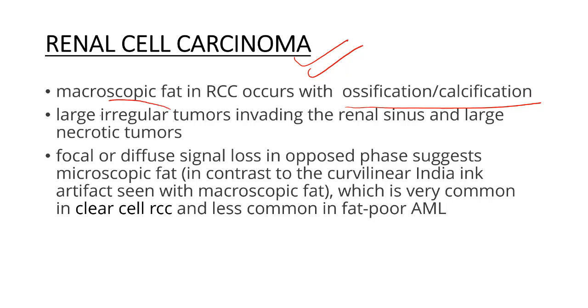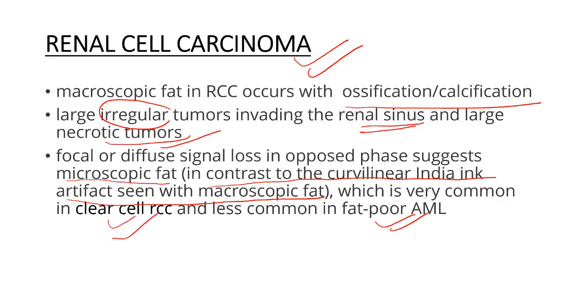They are irregular tumors, not very well defined tumors. Renal angiomyolipoma usually involves the cortex. Here the sinuses are involved. It includes more of the necrotic component as well. And focal or diffuse signal loss in opposed phase suggests microscopic fat, in contrast to the curvilinear Indian ink artifact seen with macroscopic fat, which is very common in clear cell RCC and less common in fat poor AML. AML is angiomyolipoma. Angiomyolipoma is usually characterized by fat.